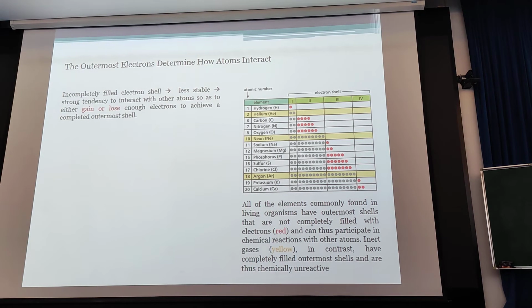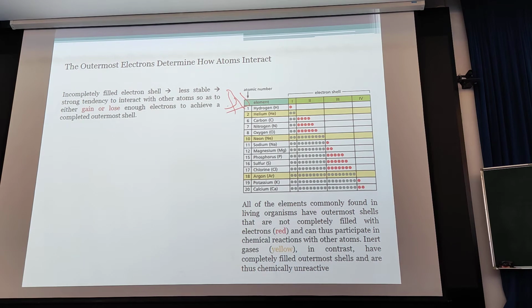You can see that hydrogen here has only one electron shell. It needs one more electron to become stable, so it can combine with another hydrogen to share the electron in the outermost shell, and we have hydrogen as H2 in gaseous form.